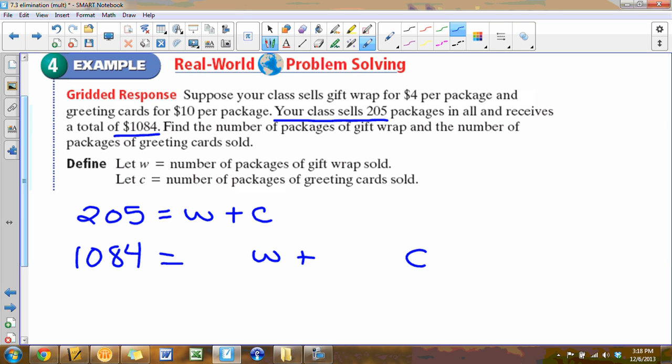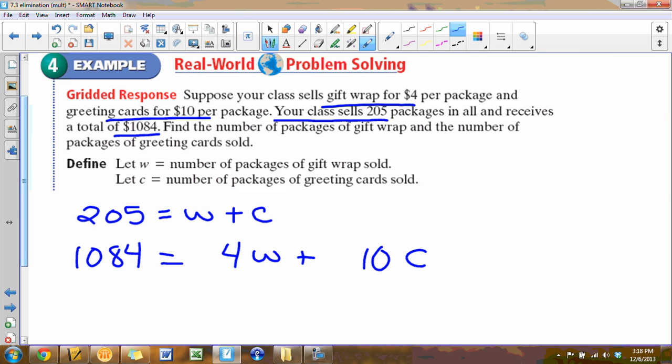Now I sold the W amount of gift wrap plus C amount of cards, but since this is a money one, we have to deal with that money or that value. So how much are the gift wrap ones worth? So gift wrap was $4 and the greeting cards were 10. So I'm going to put 4 in front of the W and 10 in front of the C.